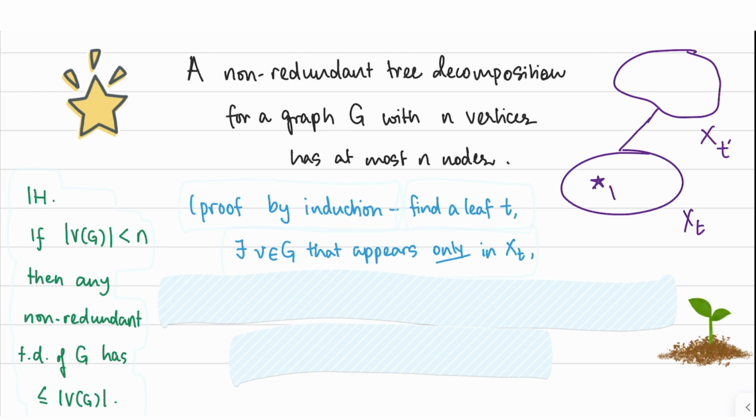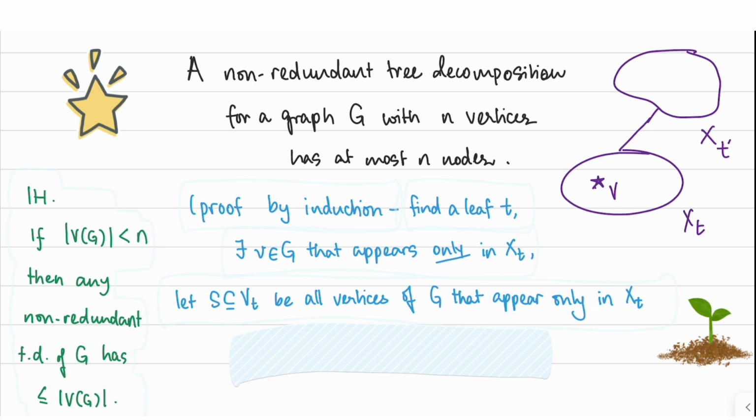Now, if for every vertex v in xt, it is not true that it appears exclusively in the bag xt, it also appears somewhere else, then by vertex coherence in particular, it must also appear in the bag xt prime. And if this is true for every vertex in xt, then basically we see that xt is in fact redundant. We could have simply folded this bag into the neighboring bag, right? So by assumption of non-redundancy, we know that there must be at least one vertex in xt which is exclusive to the bag xt. It doesn't appear anywhere else in the whole graph. So now let's just collect all the vertices in xt which are like this, which are exclusive to the bag xt. They don't appear anywhere else. And we know that the subset is non-empty. It has at least one vertex.